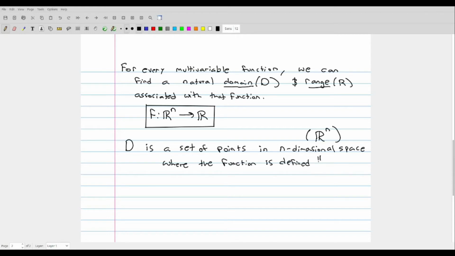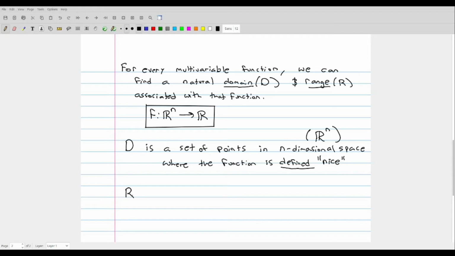And I'm going to put "defined" in quotes. What I mean by defined is that it's nice. You don't get anything bad, like the square root of a negative number, or the natural log of a negative number, or the natural log of 0, or divide by 0. All of those things are bad. When we're trying to find the domain of a function, we have to avoid anywhere where that happens. We'll see how to do this very clearly in a few examples as we continue on, but let me also define the range.